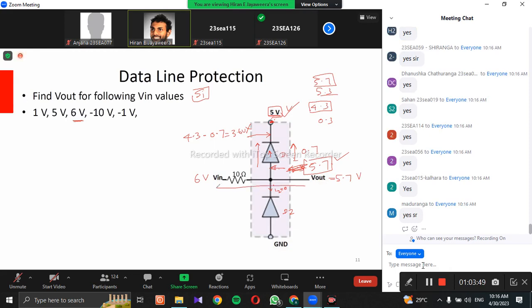So when you look at this branch, basically you have 6 volts, and here you have 5.7. So the difference happens in the resistor. It is 0.3 volts. And from that you can find the current through the resistor, IR, that is 0.3 divided by 10. So that current is not going in this direction or this direction. They are going in this direction. Is it clear to you?